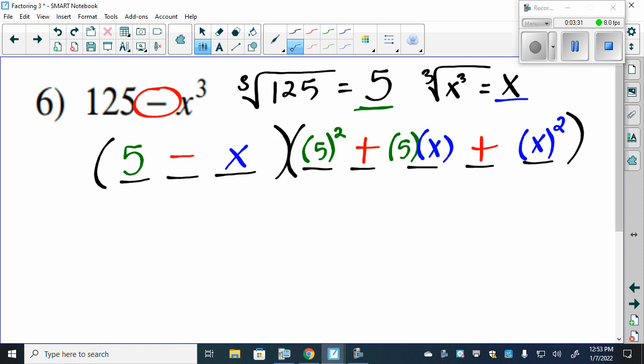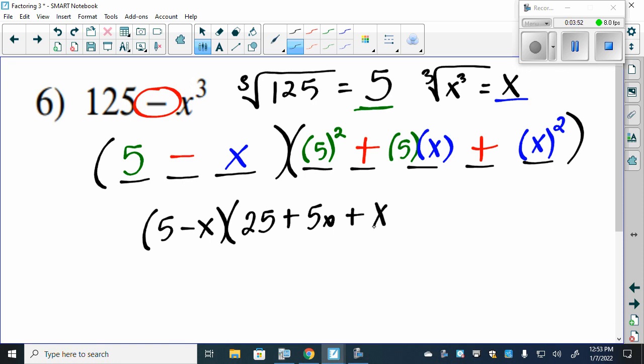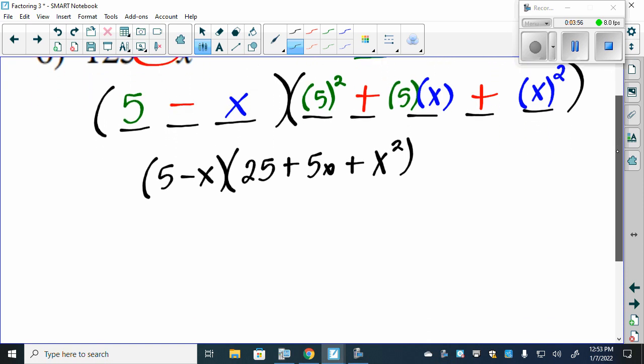Any questions on this here before we simplify it down? So we simplify this here, we're going to have 5 minus x times, well, 5 squared is 25, plus 5 times x is 5x, plus, and x squared would be x squared. And we'd have this here.